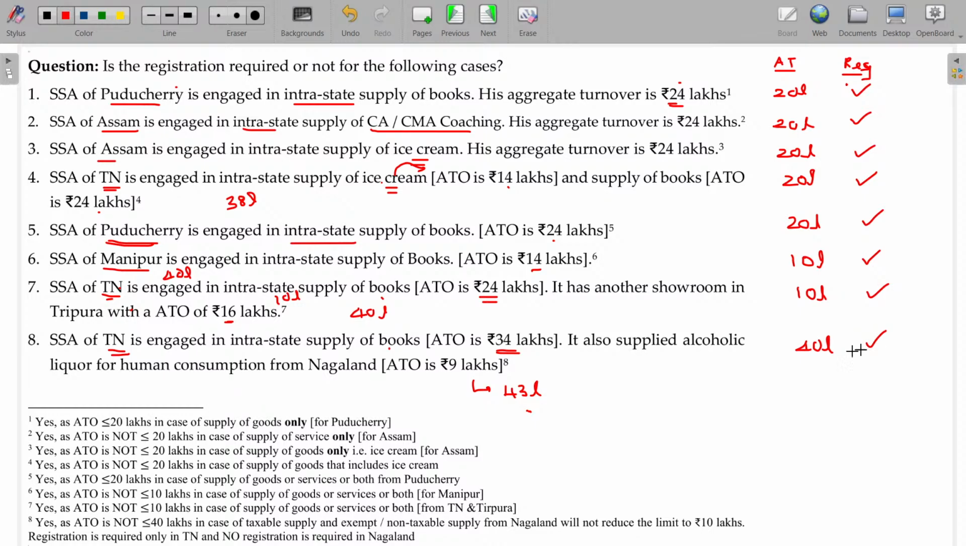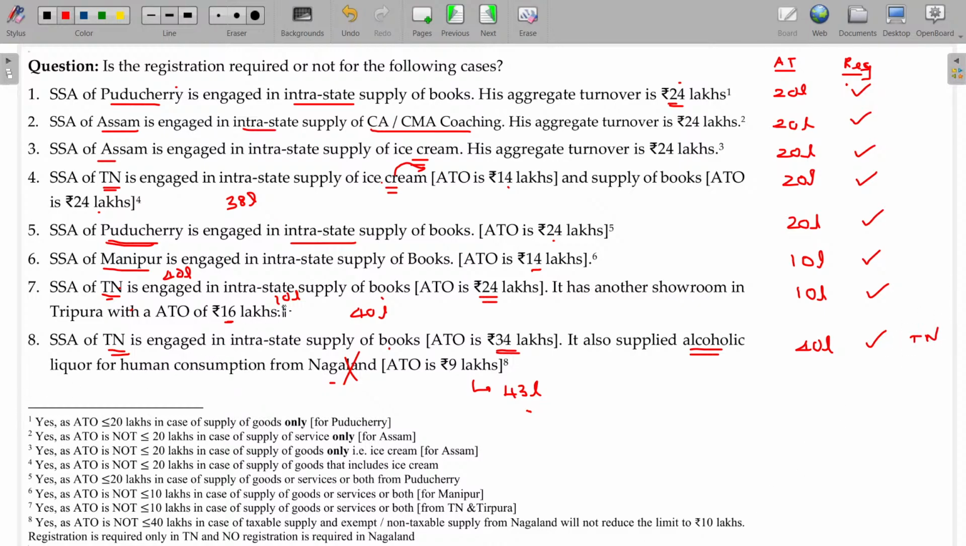Now the question is where he has to register, sir? Nagaland, does he want to register in Nagaland? No, sir. Because in Nagaland, he is operating only in alcoholic liquor for human consumption, which is outside the purview of GST. So, registration in Nagaland is not required, but registration in Tamil Nadu is required.